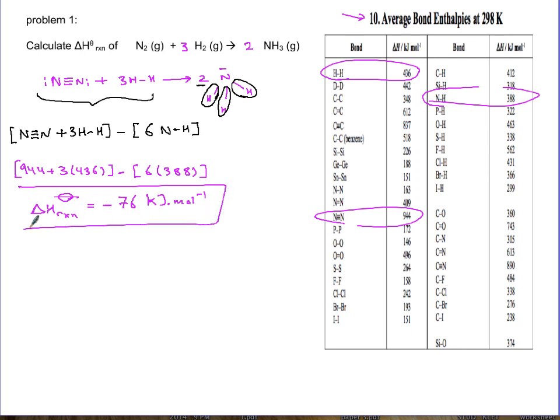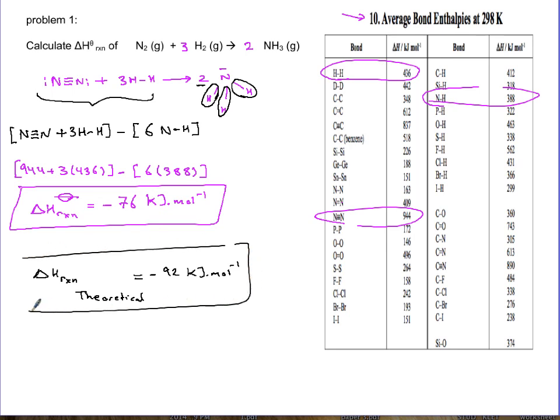Now what I want you to realize is that the theoretical value of delta H for this reaction is negative 92 kilojoules per mole. So you are a few kilojoules away from reality. And why is this not accurate, not exact? Because I'm using average or mean bond enthalpies. That's why I'm not accurate.